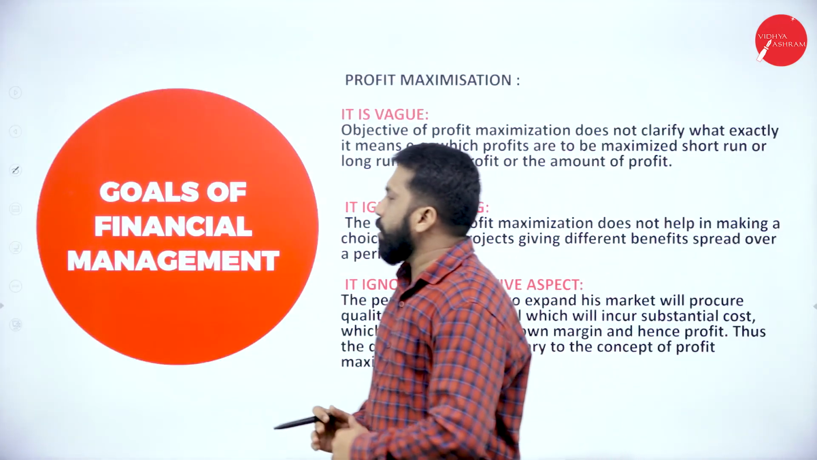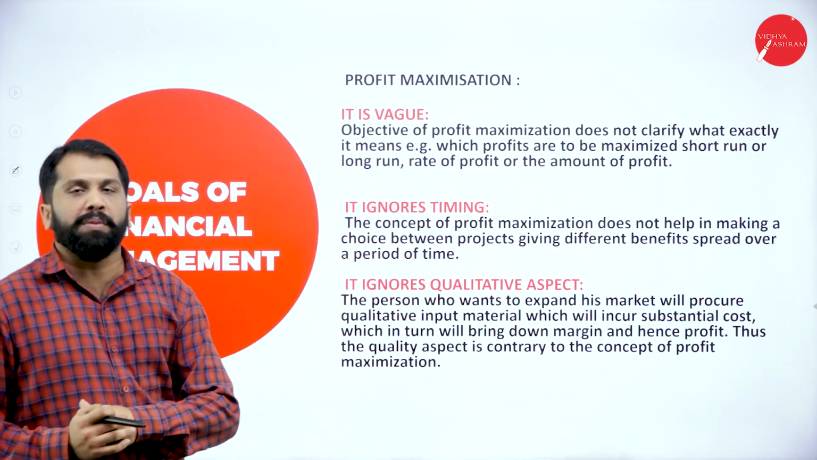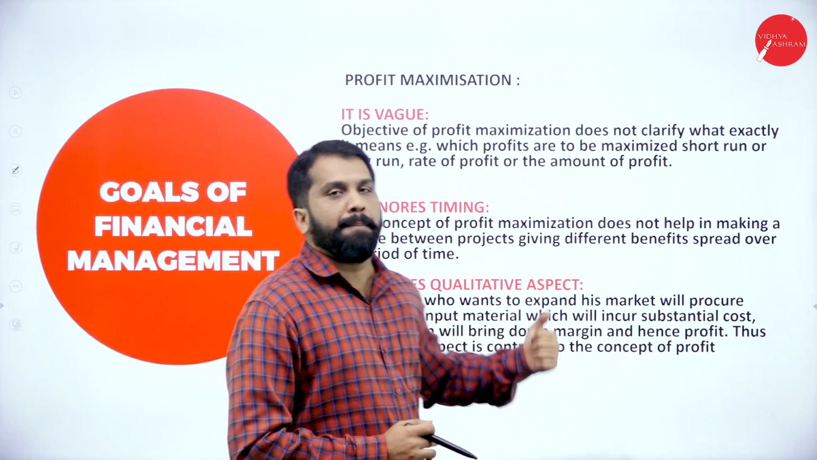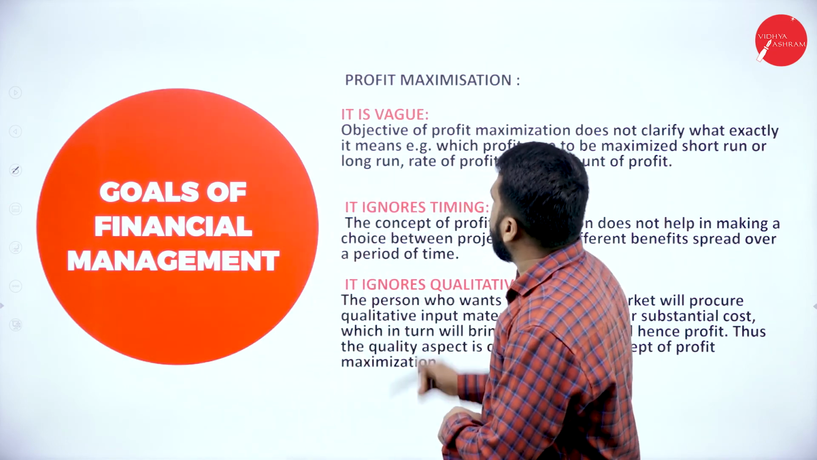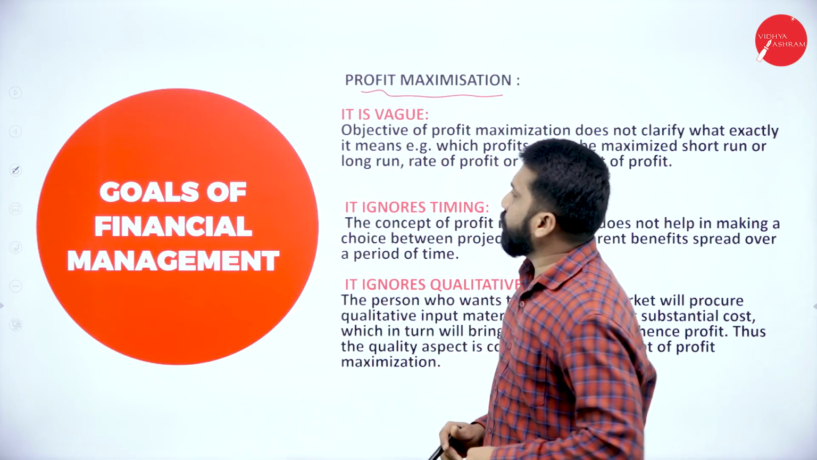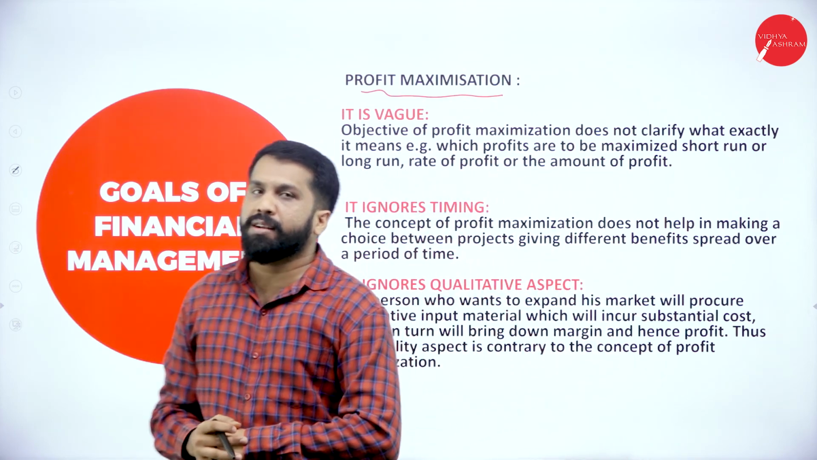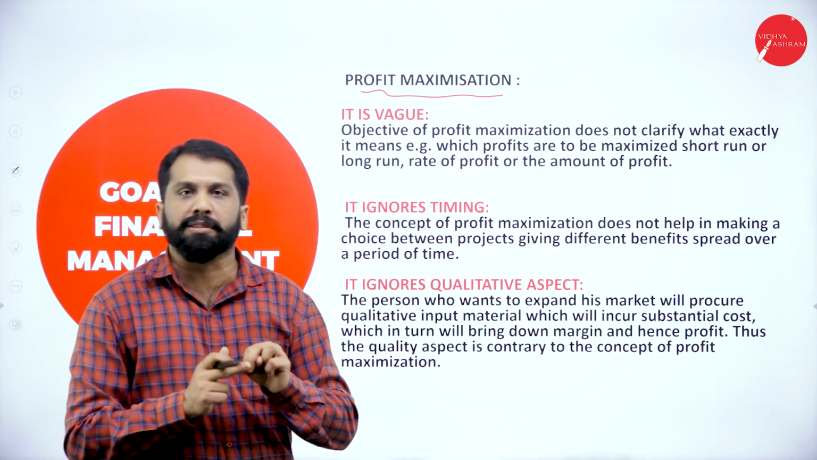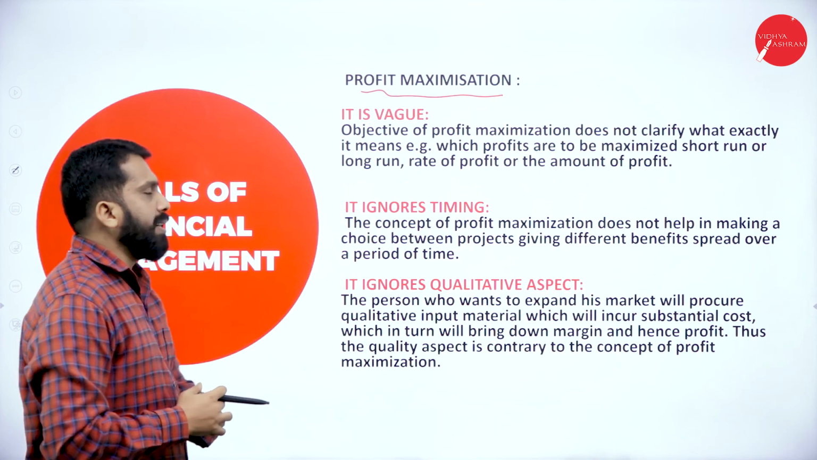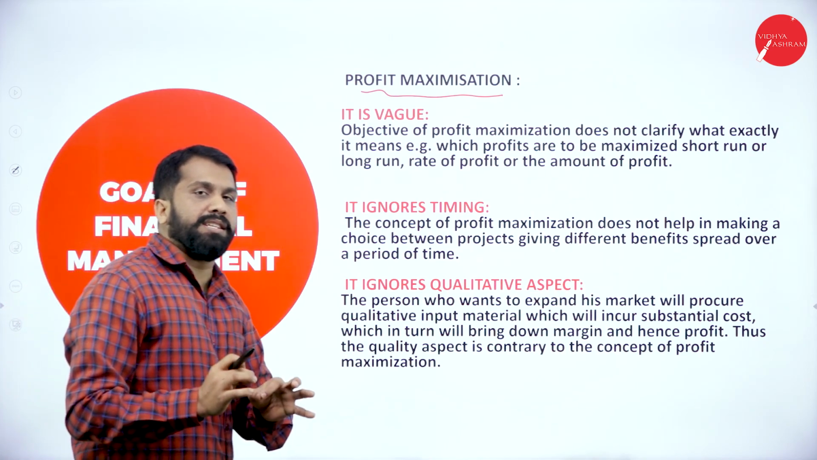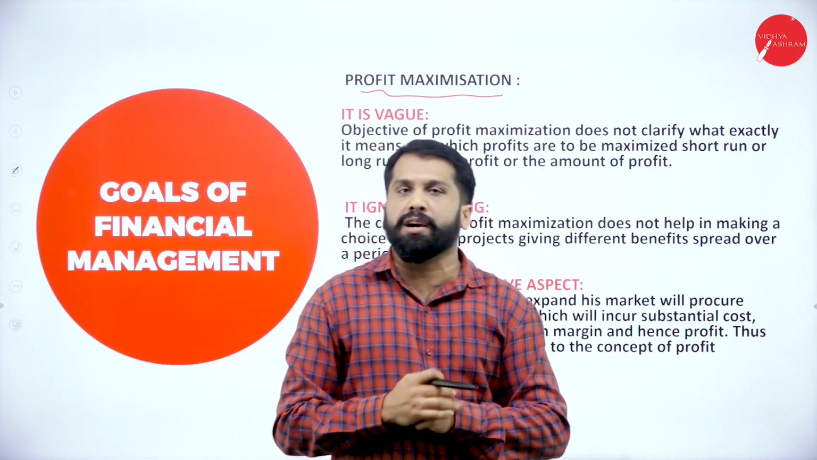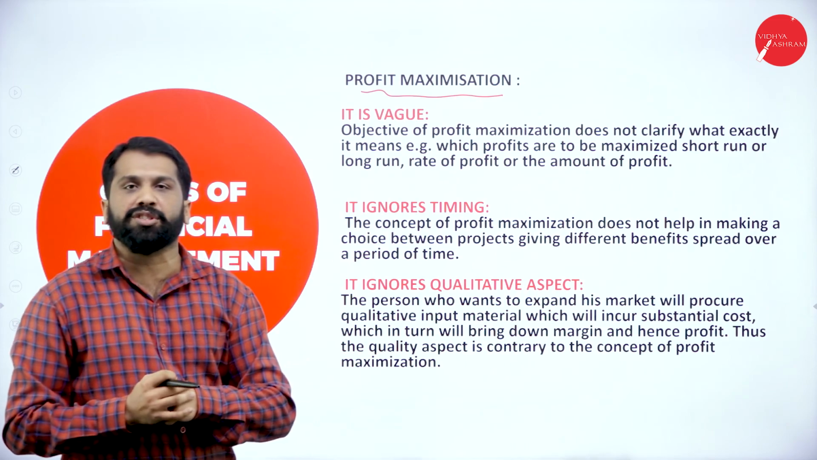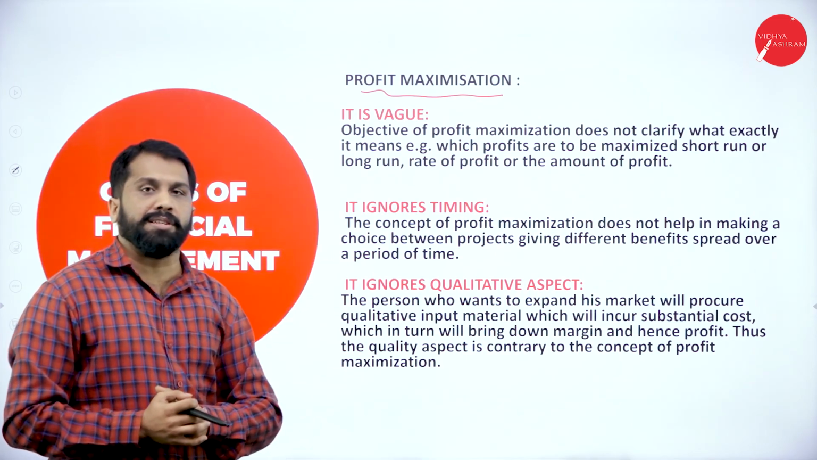Now, the goals of financial management. Remember, you may get a 10 or 15 mark question on this. What is financial management? So, in this, profit maximization is the first goal of your financial management. There are two things, wealth maximization and profit maximization. Now, the first part we call profit maximization. This is the prime goal of your financial management. But we have certain loopholes or limitations in profit maximization.